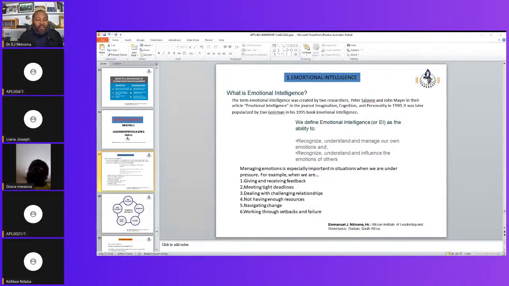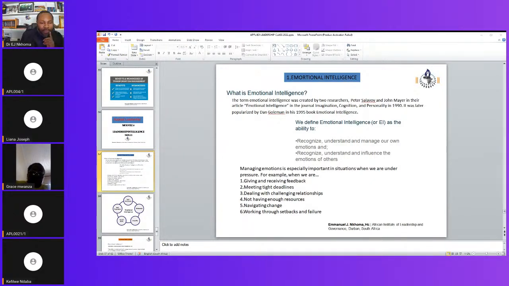Navigating change. When we have to navigate change, we always struggle, right? So your emotions will be... please try to stick in class. I see others are coming in and out, maybe because of the network, but try to be as close as possible. If you're having calls, if you're using a phone, try to block them as quickly as possible so we can move fast.